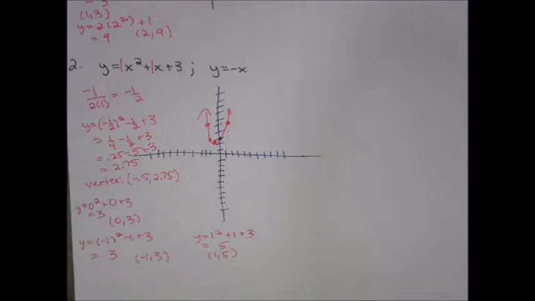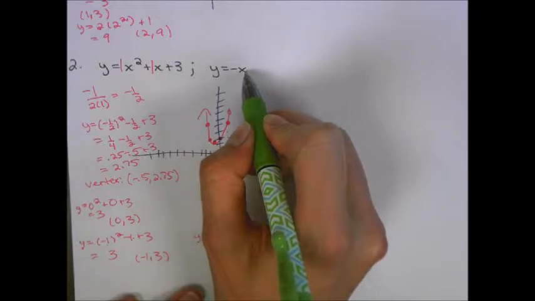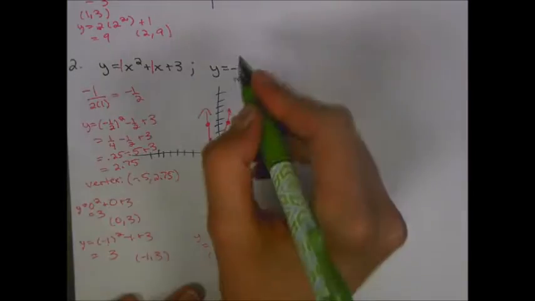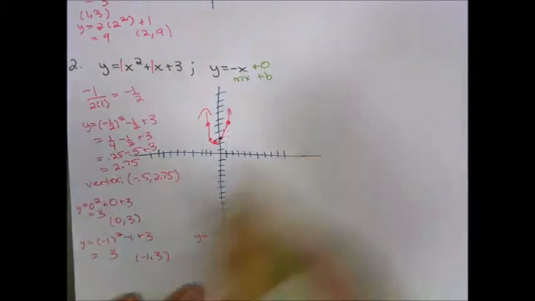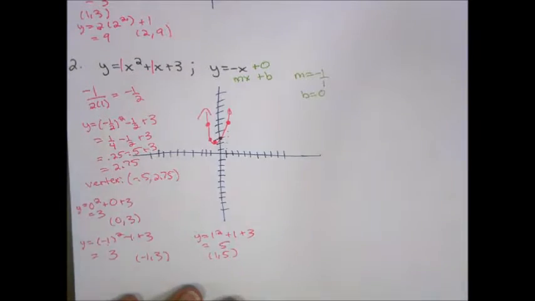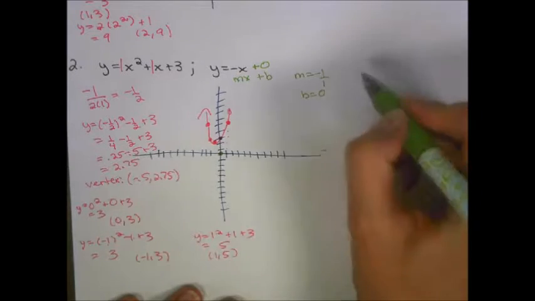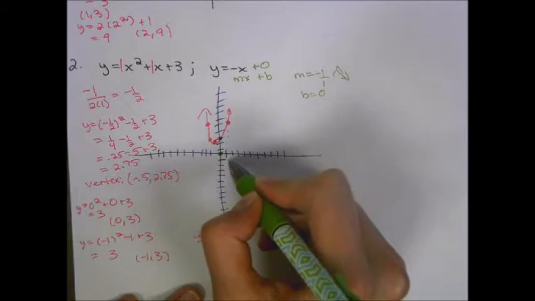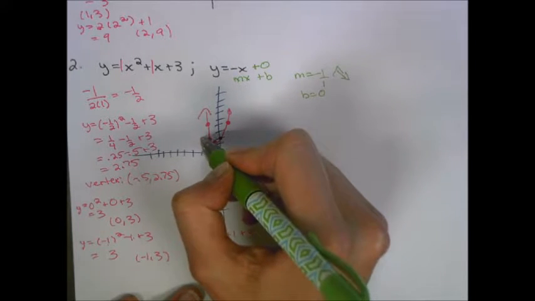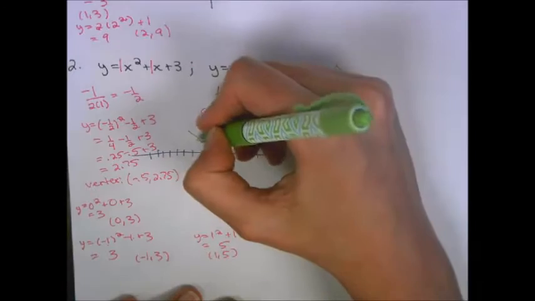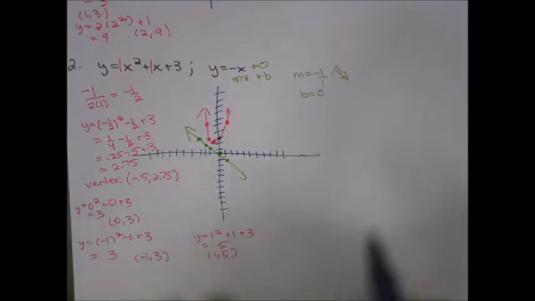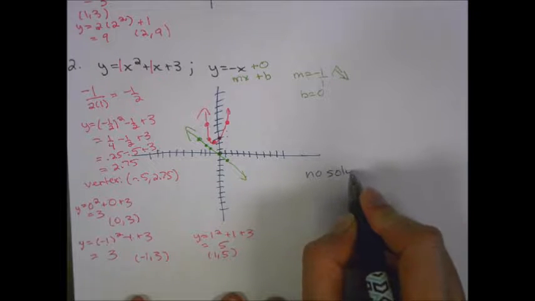All right. Y equals -x. So this is in our mx plus b format. We have a plus 0 here, so m is -1 over 1, b is 0. Plot our y-intercept. Negative means I'm decreasing, down 1 over 1, up 1 over 1, up 1 over 1, up 1 over 1. Notice that our graphs do not cross. No solution.